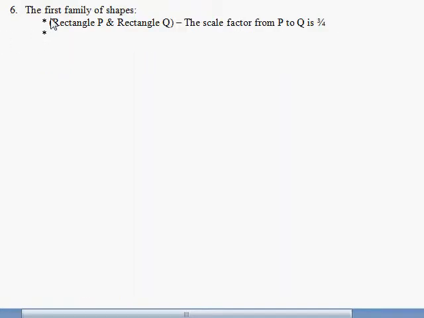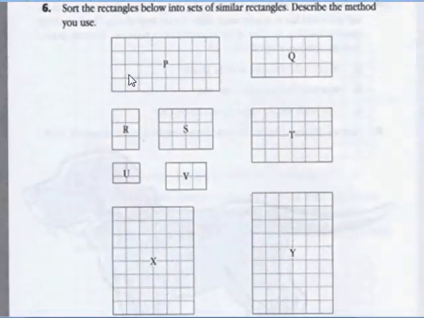All right, so the first family that I discovered is P and Q. Those were the only two that were similar to each other. And the scale factor from P to Q is 3/4. Over here to show you what I'm talking about, 4 times 3/4 is 3, and 8 times 3/4 is 6. So it shows you that P and Q are similar.